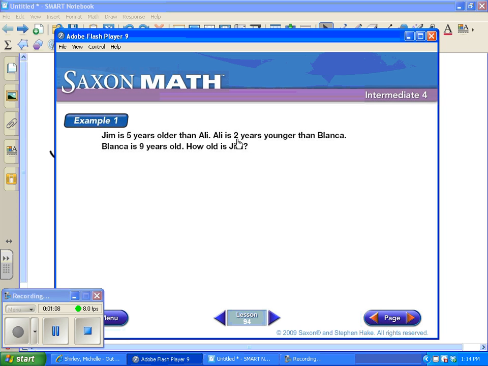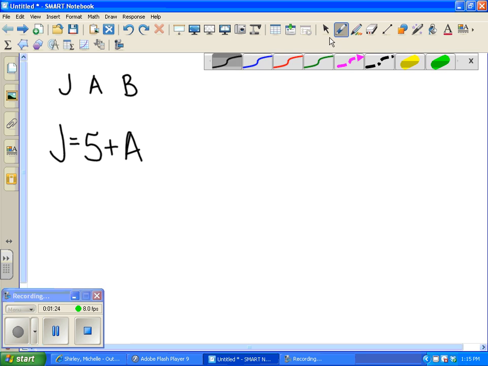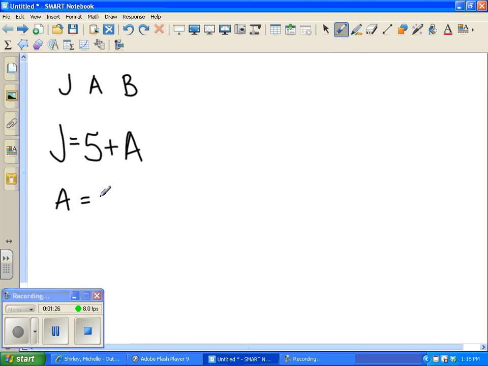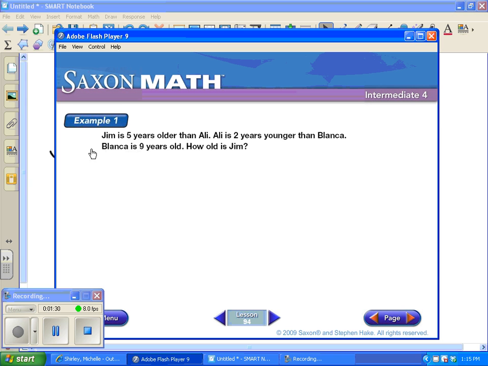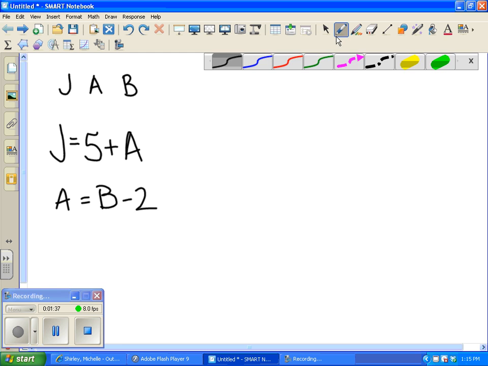Ali is 2 years younger than Blanca. So I could say A for Ali is however old Blanca is, minus 2 to get 2 years younger, right? So A equals B minus 2. And now they're telling us that Blanca is 9 years old, so I know that B equals 9.